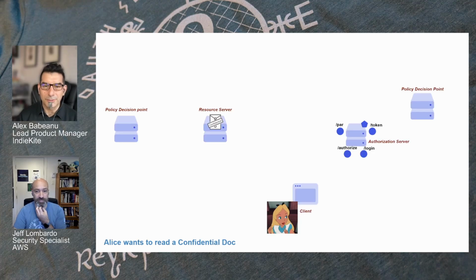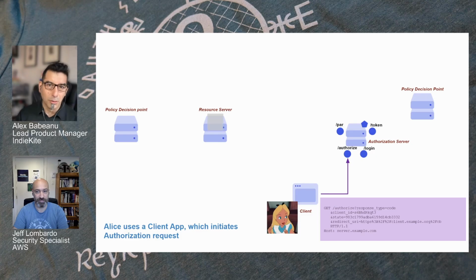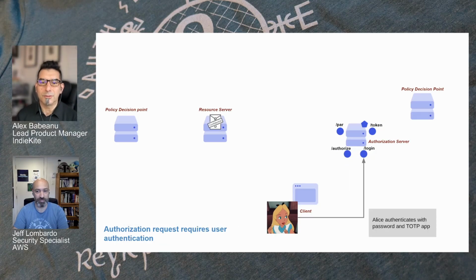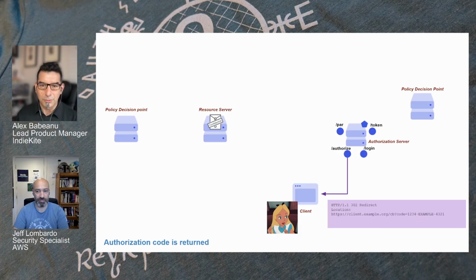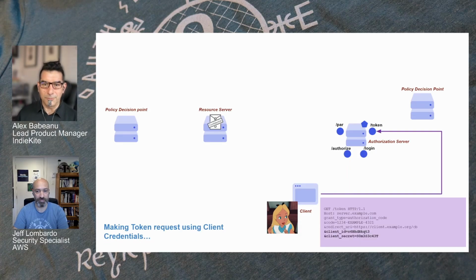Let's see how this would play out. Let's say that our friend Alice wants to read a confidential document that sits somewhere on the resource server. We know which resource server it sits on, but what happens then is Alice makes the initial authorization request that you usually see in OAuth, here with an authorization code, and the AS responds with a challenge, and Alice authenticates and uses TOTP to log in.